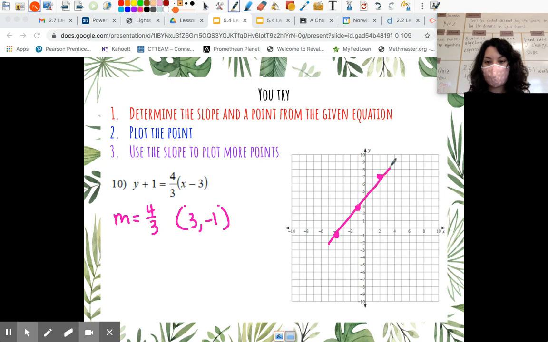Okay, so here's what my graph looked like for this one. Slope of +4/3, starting point is (3, -1). So that was the last graphing example. Hopefully that wasn't too difficult.